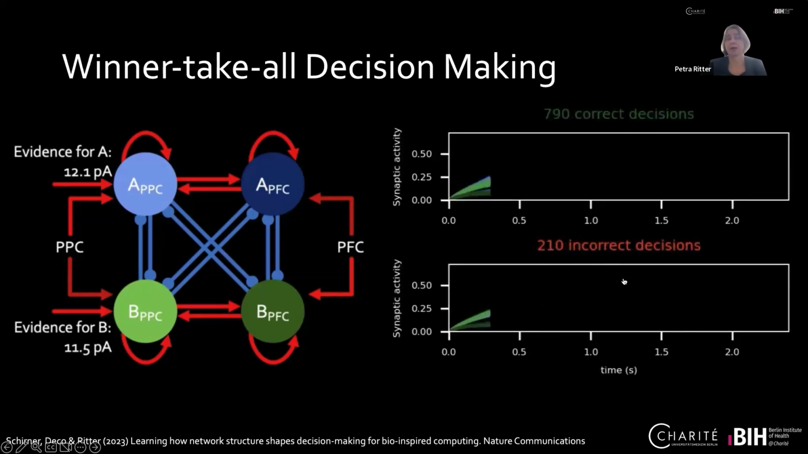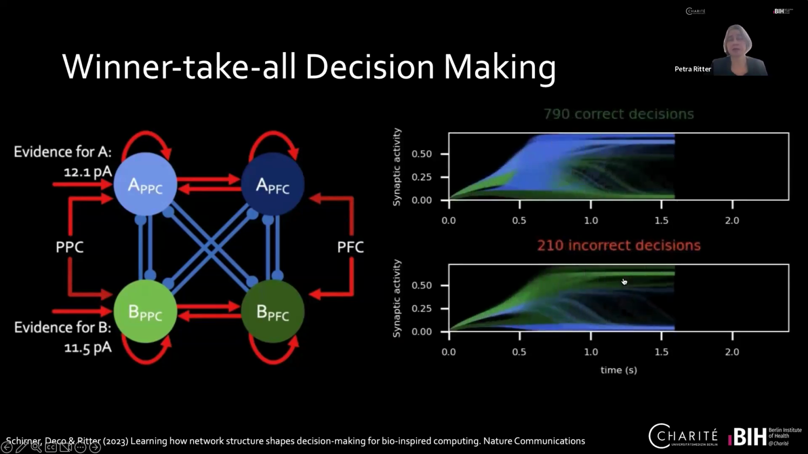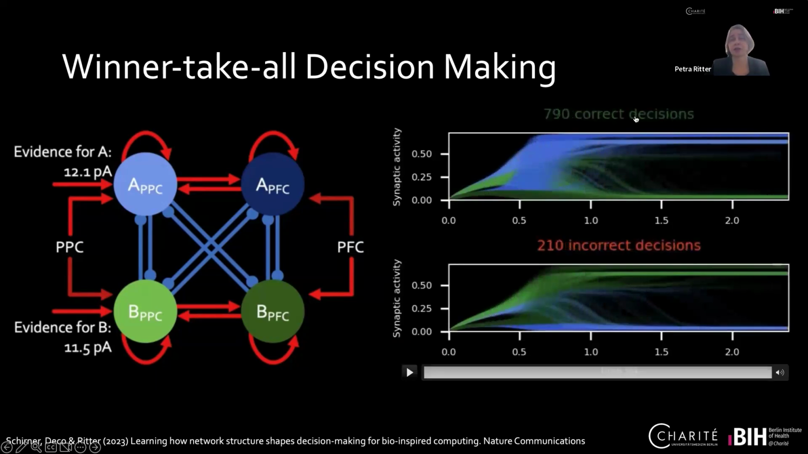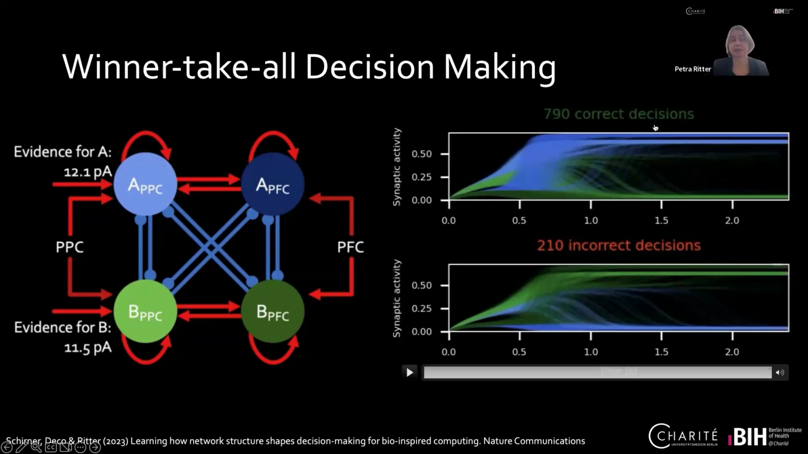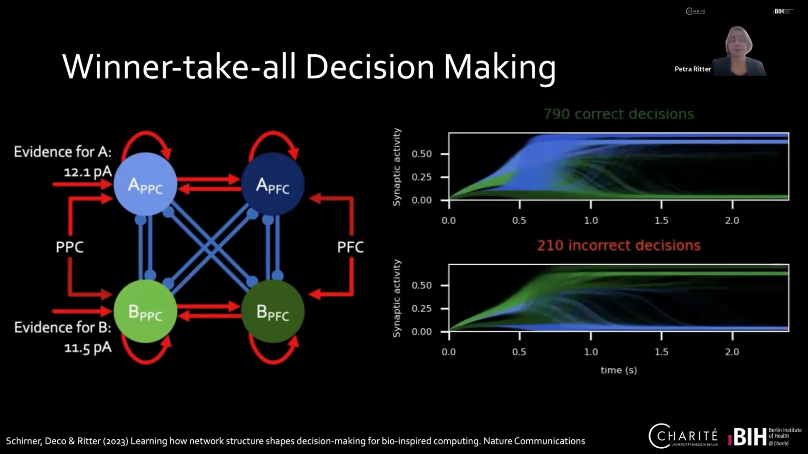And this can be done many, many times. We did it 1,000 times per subject, and we measured the ratio of the correct decisions and the incorrect decisions of these simulations. So in this case, there were 790 correct decisions and 210 incorrect decisions. This was done for all 650 individual brain twins.